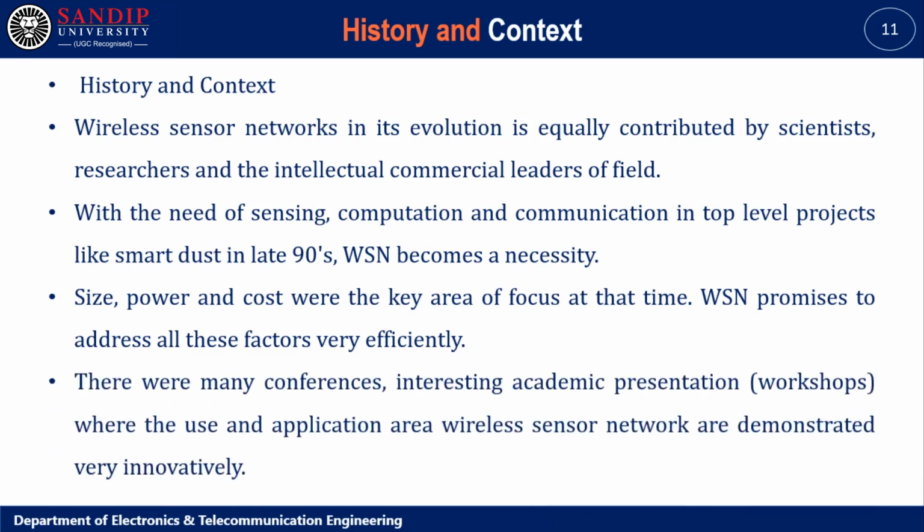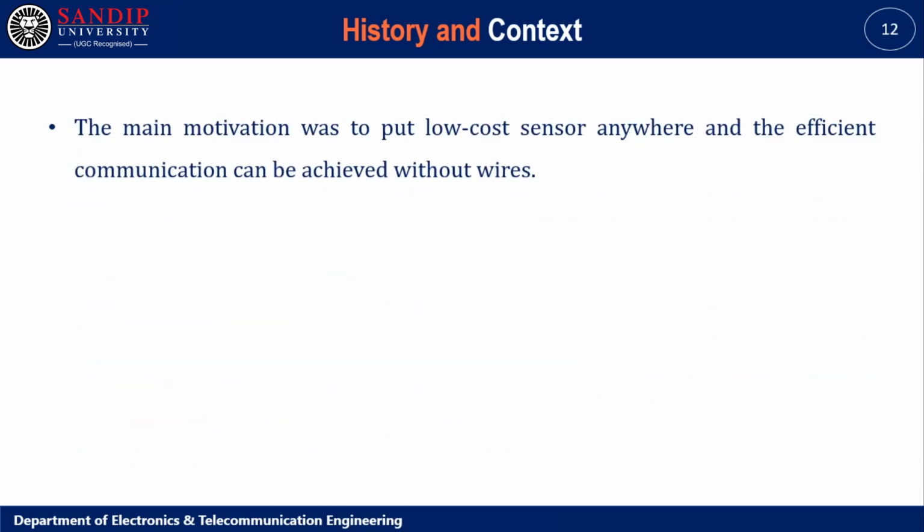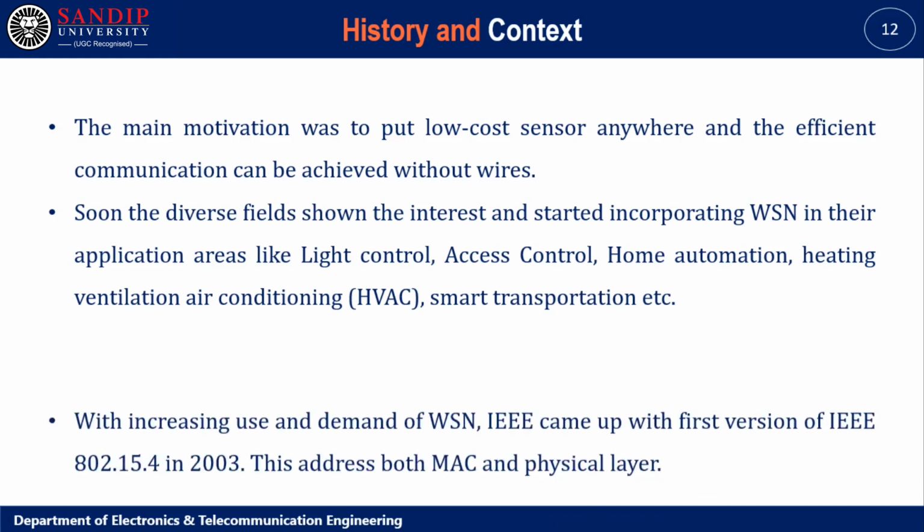There were many conferences and academic presentations, that is workshops, where the use and application areas of wireless sensor network were demonstrated very innovatively. The main motivation was to put low cost sensors anywhere and achieve efficient communication without wires. Soon diverse fields showed interest and started incorporating WSN in their application areas like light control, access control, home automation, heating, ventilation, air conditioning, that is HVAC, smart transportation, etc.